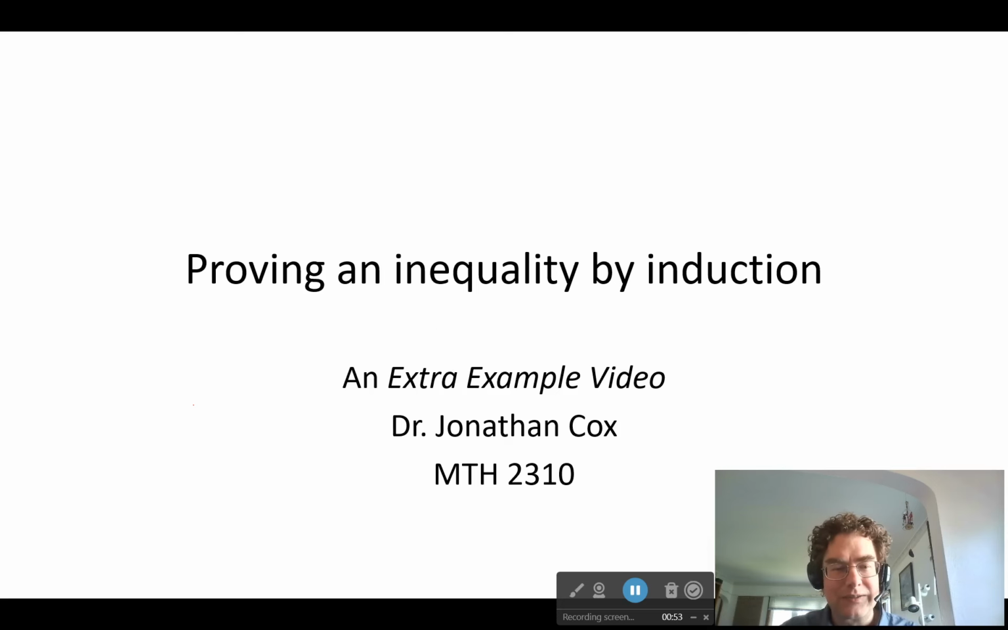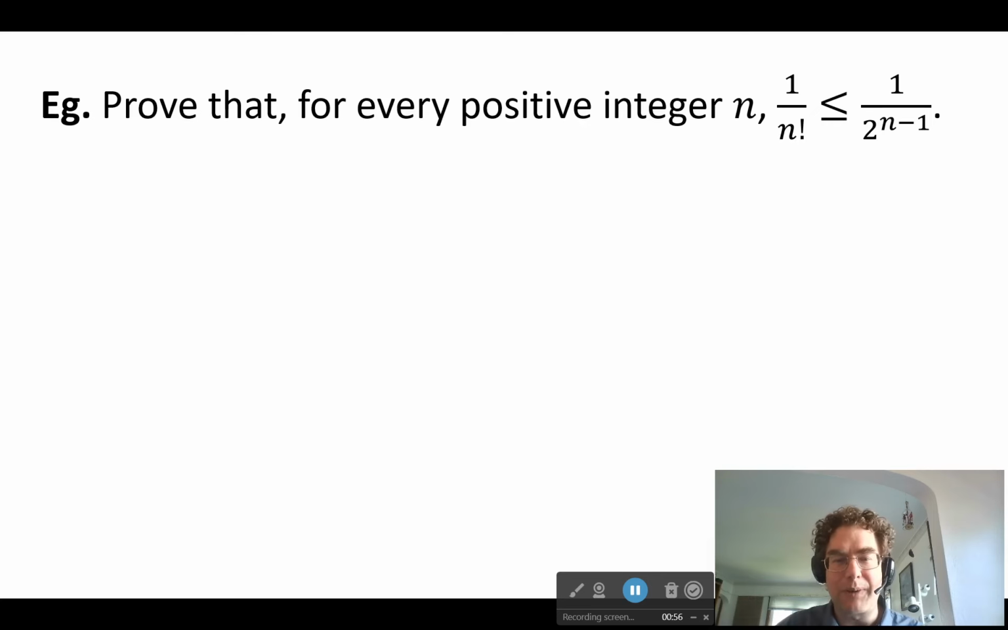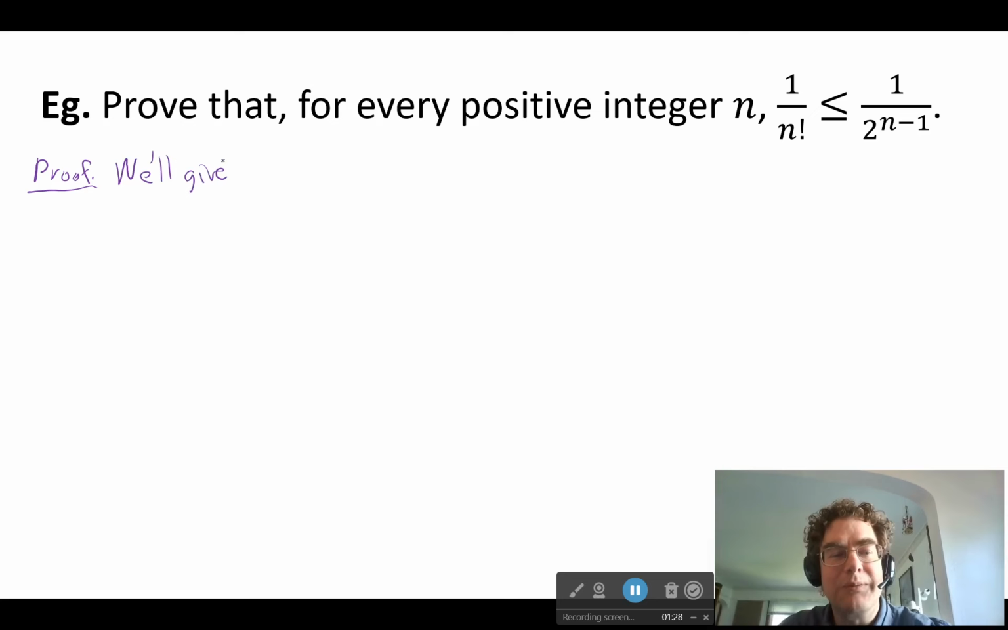Let's take a look. Okay, we're going to prove that for every positive integer n, 1 over n factorial is less than or equal to 1 over 2 to the n minus 1. Again, we can do analysis to our heart's content here, but let's just see what happens. Let's launch into the proof. So we'll say proof, and as always with our advanced proof methods, we want to say what method we're using. So I'll say we'll give a proof by induction.